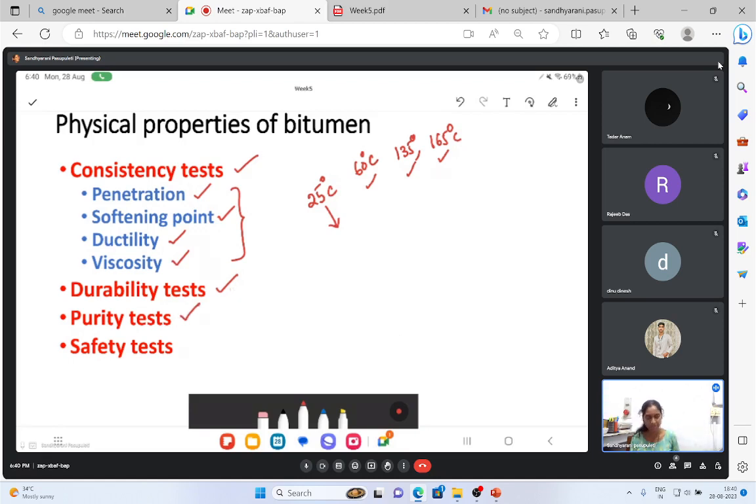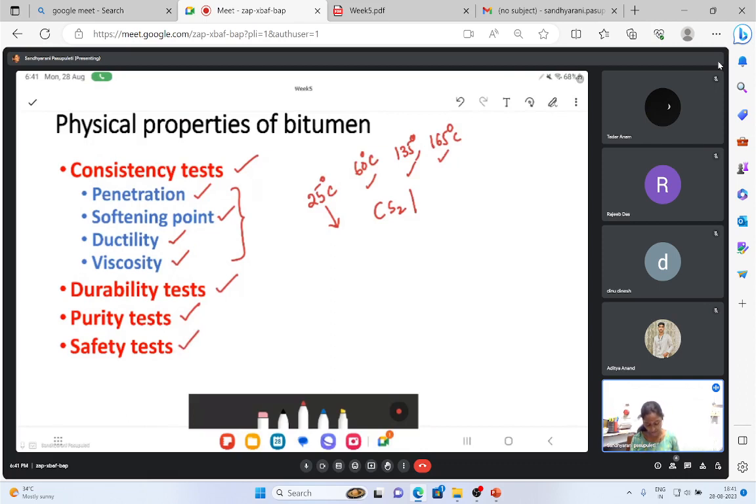And another is the purity test. So everybody has VG30, let us say. But how pure is my VG30? Does it have any impurities? If you take carbon disulfide and trichloroethylene, these are the two solvents in which bitumen can be dissolved. If our bitumen is very pure in nature, it has to get completely dissolved. If there is something that is not getting dissolved, that means it is impure.